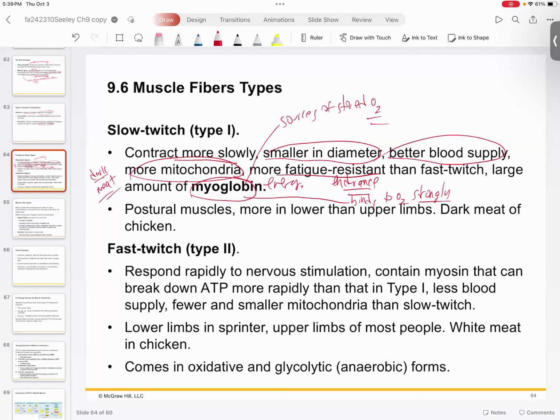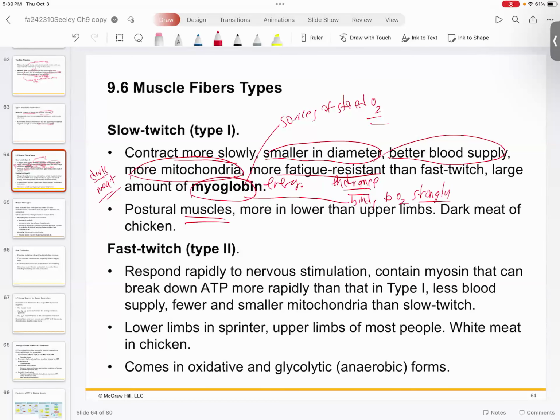So good examples are long, enduring types of musculature, postural muscles in the back, for instance, and in the upper and lower limbs. So stability, long-term contraction, things that are necessary in the long haul. These are the marathon runners of the muscles. The fast twitch is a little bit different.